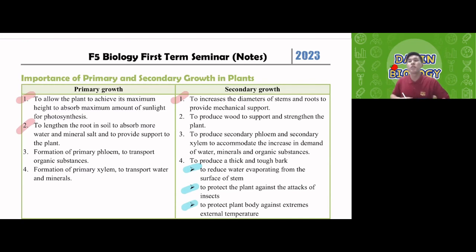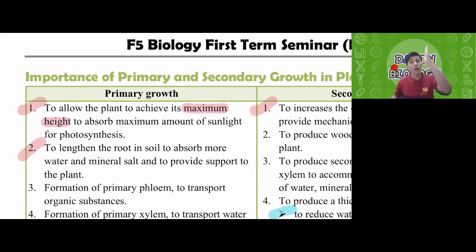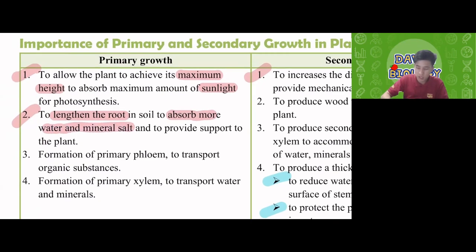1, 2, 3. Primary growth is for the plant to increase the length. But for increasing the length, there are two ways. One is to become tall, go up. One is to become long, go down. So that's why one is to achieve maximum height. If the shoot can grow up, it's of course for sunlight to carry out photosynthesis. The root goes down because you want to first absorb water and mineral salts.